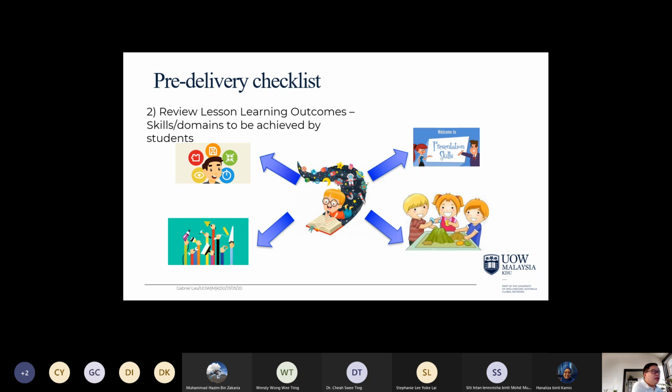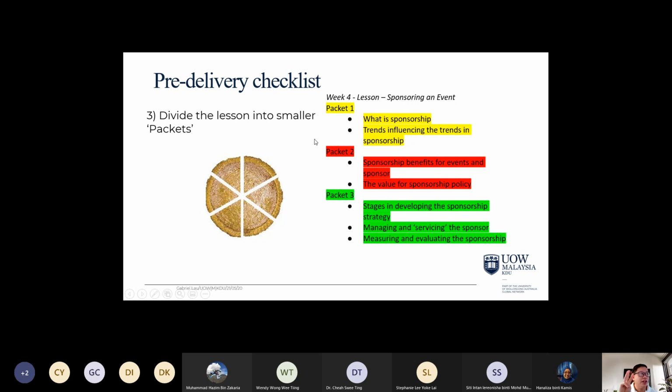And also it could be cognitive skill, thinking skill. So you need to think about your lesson learning outcome. What do you want to achieve? Number 2.